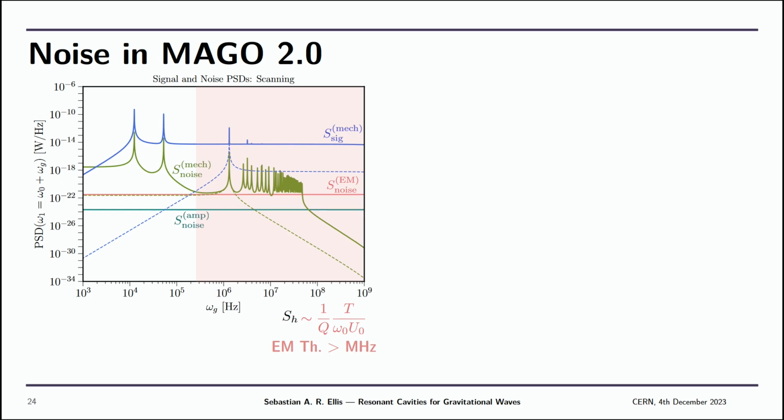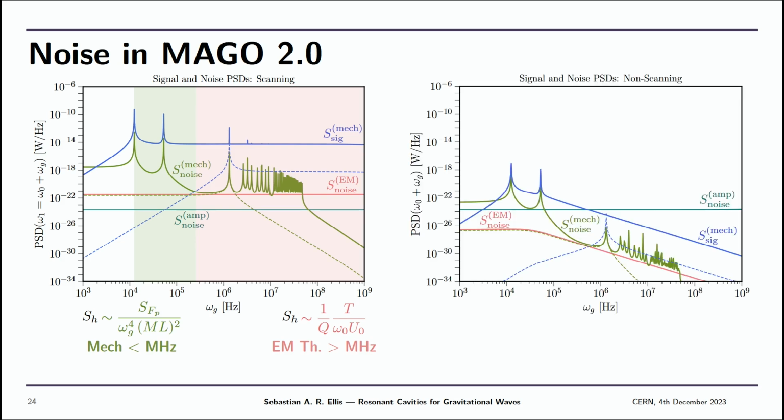The electromagnetic thermal noise dominates above a few megahertz, and the square of my strain sensitivity is going to go like 1 over Q. In this little region here, where I'm dominated by mechanical noise and my signal is still mostly flat, the signal power spectral density is going to scale more or less like 1 over omega_g to the 4. S_F^P, by the way, is the power spectral density of the force that's being applied to the walls. In this case it's thermal, but in a general case it's going to be something that you would measure in the lab.